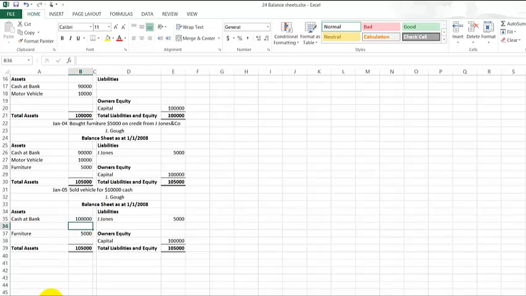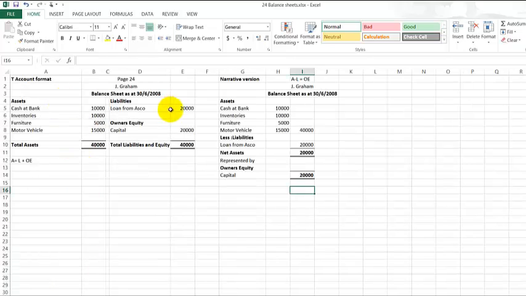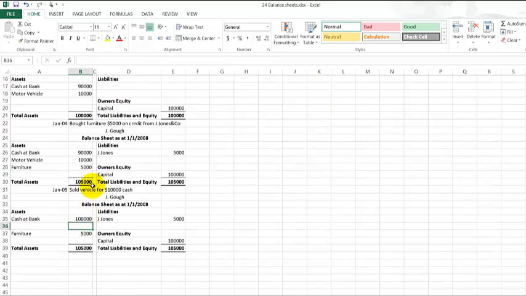So in summary, we've got two different types of balance sheets. This one here, the T account format, is a summary of A equals L plus OE. The narrative version, which we use most often, is assets minus liabilities equals the owner's equity. When a financial event occurs, which is a transaction, there are four examples here, each time the balance sheet will change after every transaction that occurs.